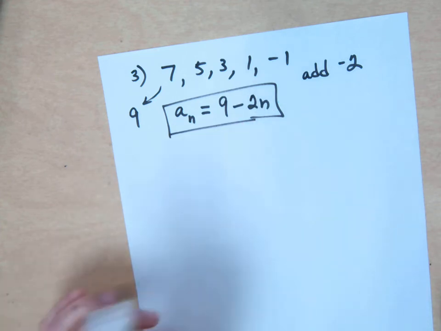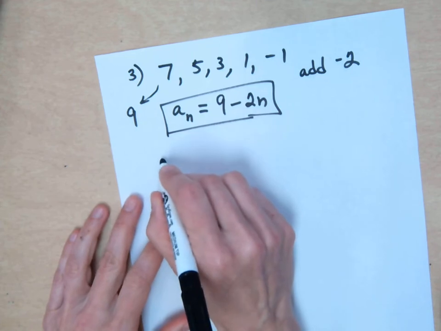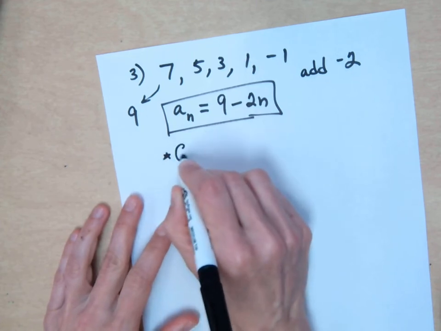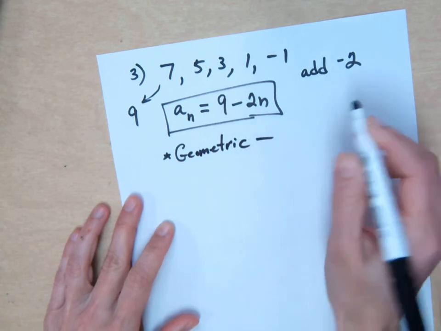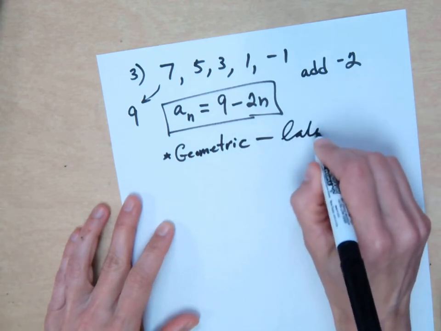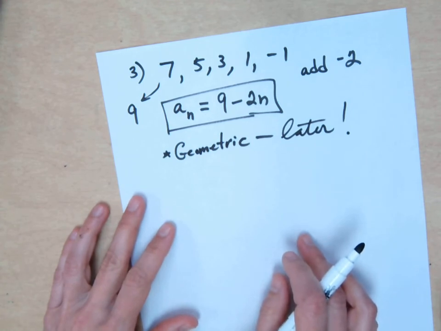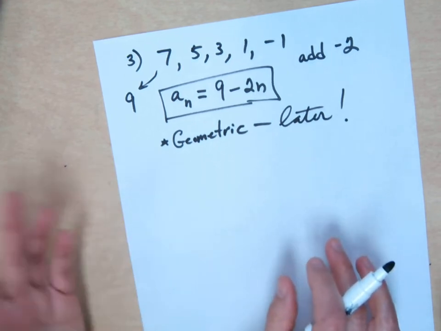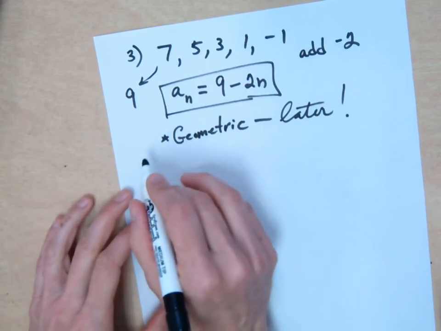All right, now, what do we do if it's not arithmetic? First of all, I will say, if it's geometric, we'll do a whole different lesson on how to do that. So nothing you're going to see is going to be geometric right now. We're going to save that for later. But what you will see are other kinds of special patterns. So let's try to deal with those.